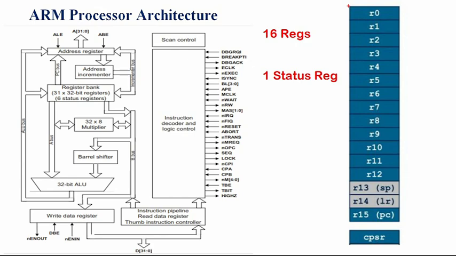We have named these registers R0 to R15. There are totally 16 and one status register. This status register is called CPSR. What is CPSR? CPSR stands for current program status register. In detail, I'll explain it in the next slide.